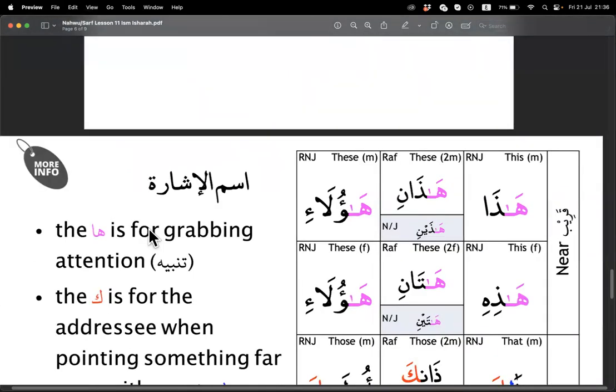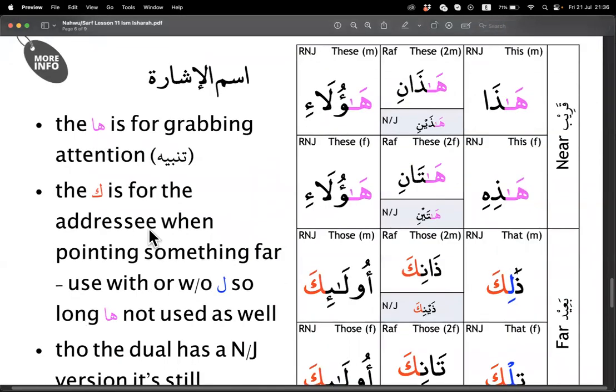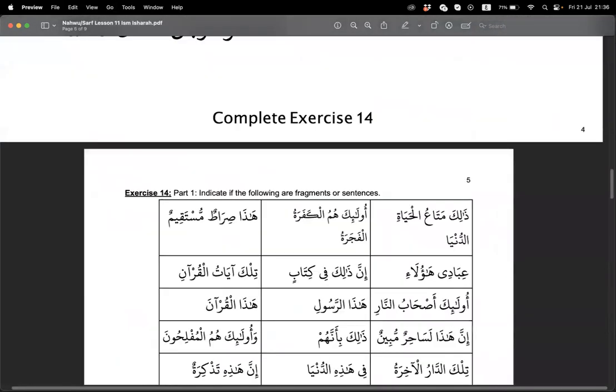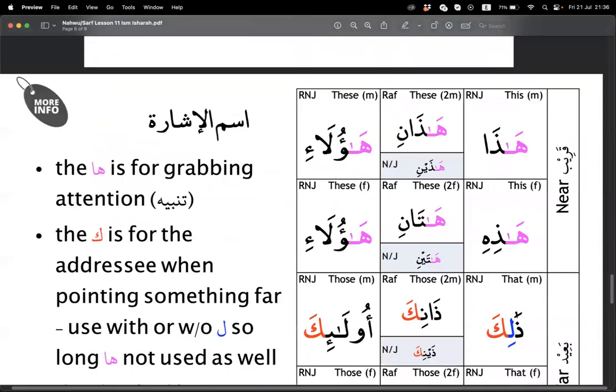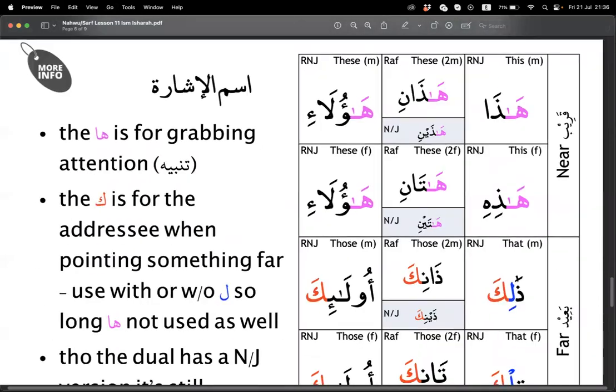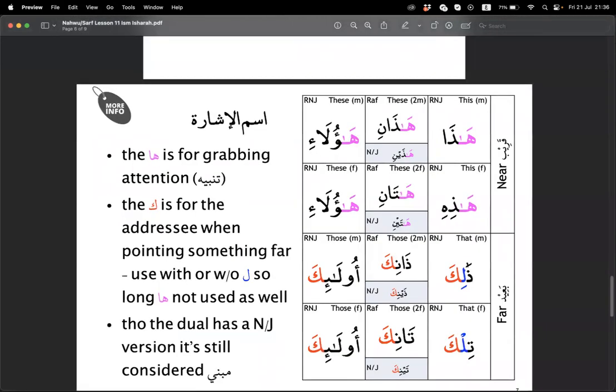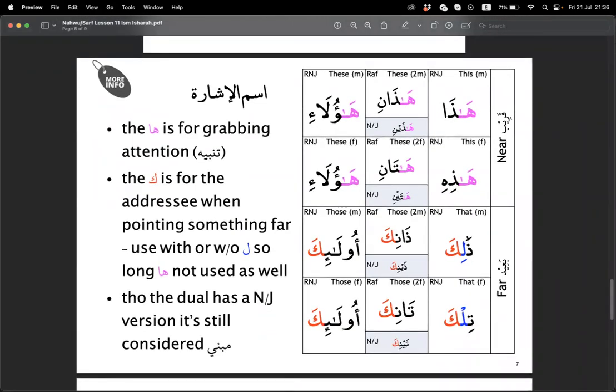Now we do the I'rab of Ism Isyarah. That is concept-wise, and you know all that already. Very good. Now, classically, the ha that you see is actually not part of the Ism Isyarah. All this ha, we call tanbih. It's for grabbing attention.